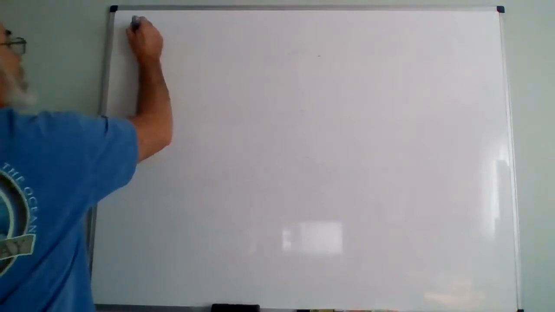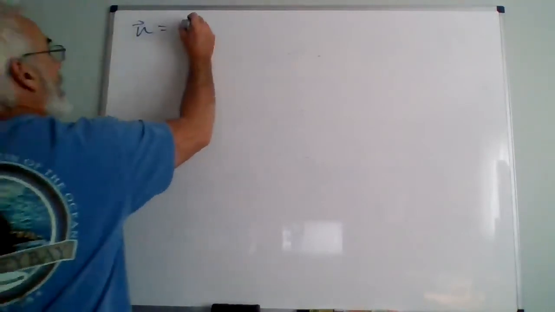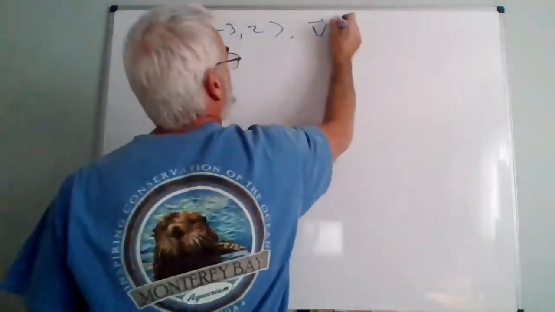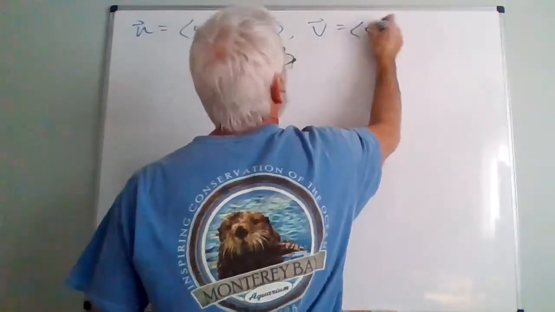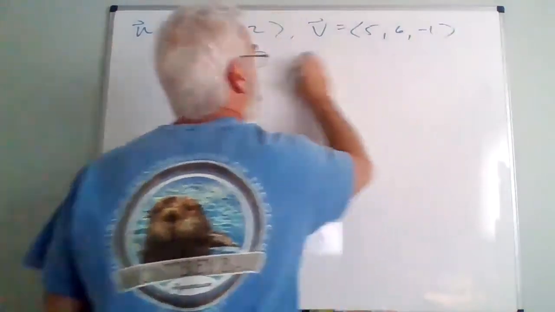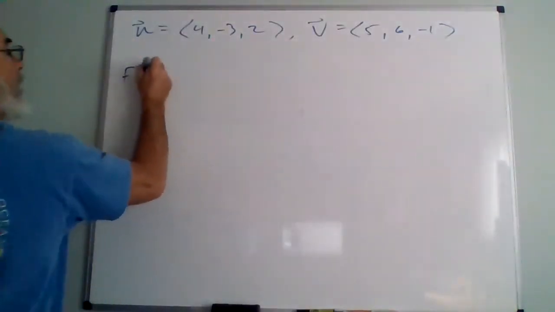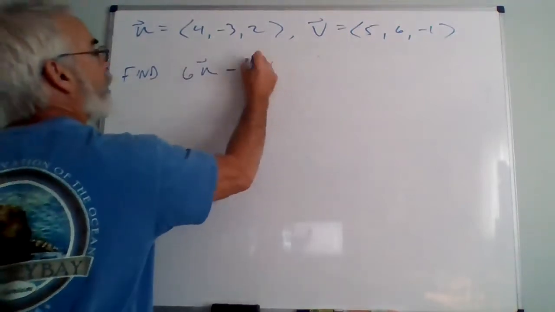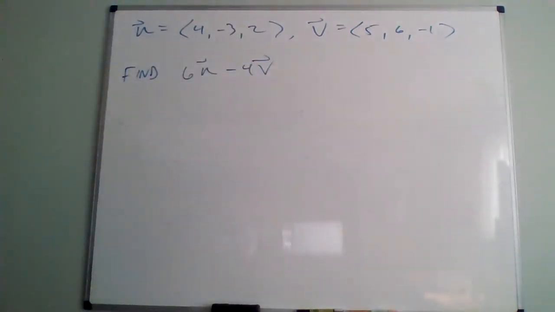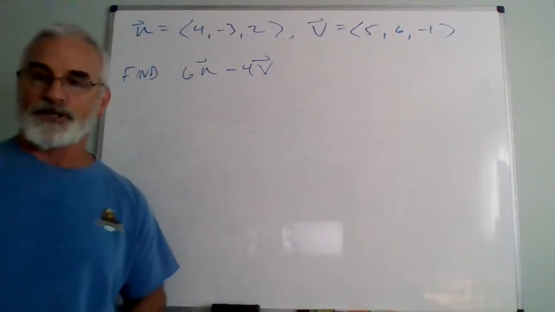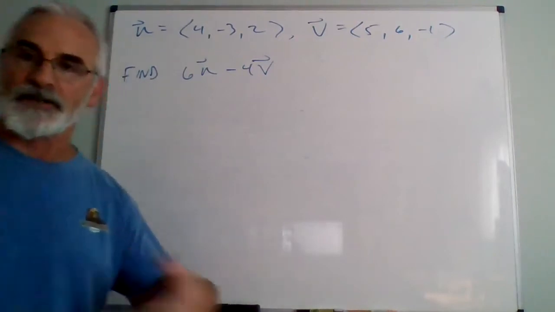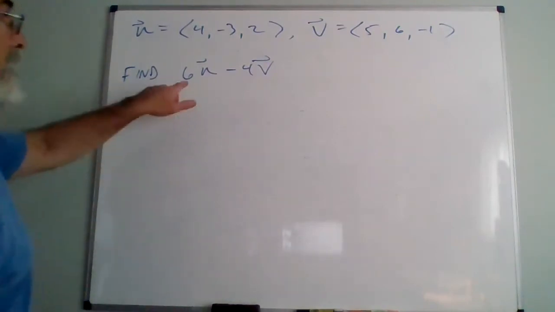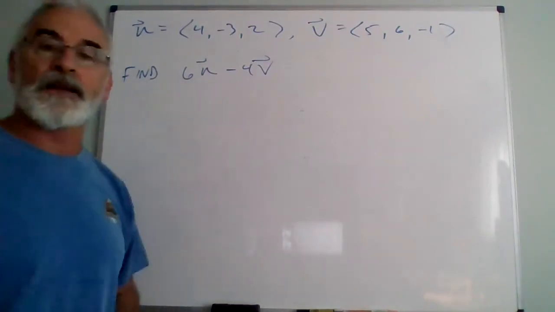Let's suppose that I say vector u is 4, -3, 2, and vector v is 5, 6, -1. I want to find 6u minus 4v. Now, I'm asking you to do something called a linear combination. I'm introducing some vocab here. This is what is called a linear combination, because I'm taking scalar multiples and I'm adding them.